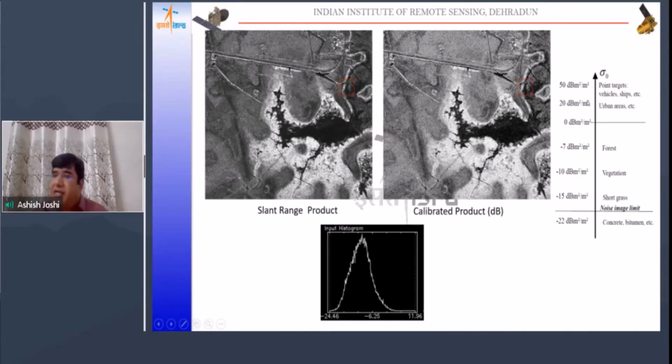Already in my first lecture I told you how targets look in different images. High backscatter value means high backscatter energy. So point targets and urban areas will appear as bright tones, whereas vegetation and water bodies will appear as dark tones, water bodies due to specular reflection. So this is the range of the different sigma naught values of different targets in the images.